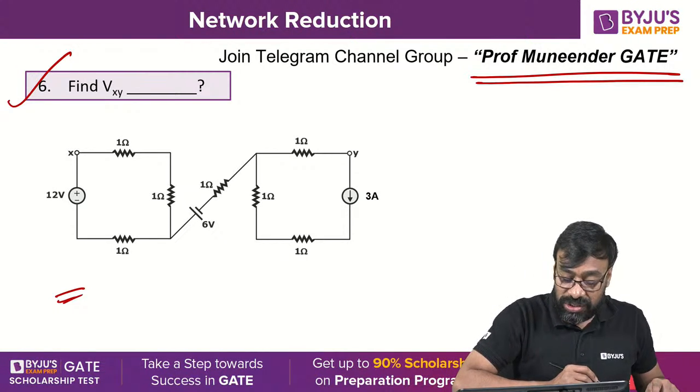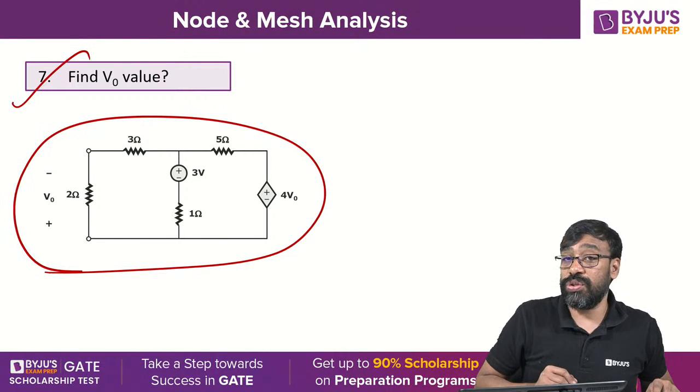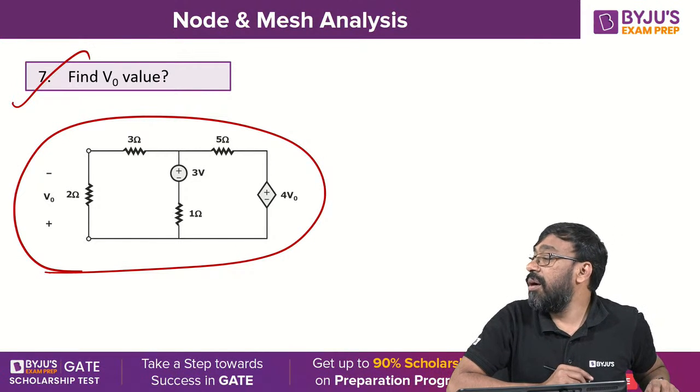This is the 6th question. And the 7th question also: find V naught, dependent source problems. Actually, you're supposed to solve dependent sources also. Yeah, Vikram.